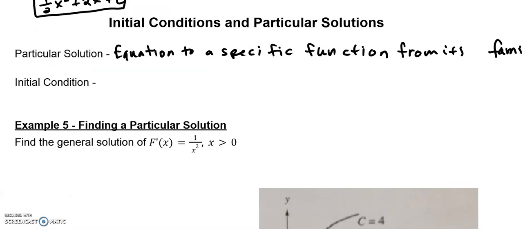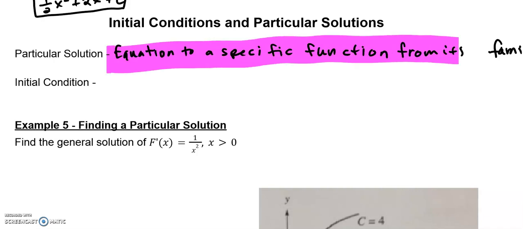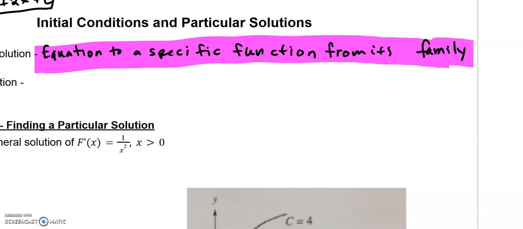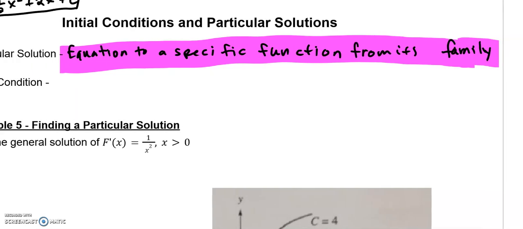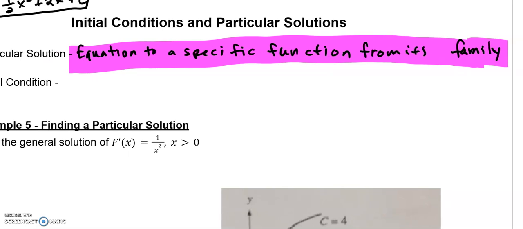Now we're going to look at particular solutions, initial conditions. So a particular solution, first of all, let's go ahead and define that. It's an equation to a specific function from its family. That says family right there. Right, and that's, you learned back in algebra, the family of functions. So x squared plus 1, x squared plus 2, x squared plus 3, x squared plus 4, where x squared is your parent family, and all of those other ones are a function of that particular parent.